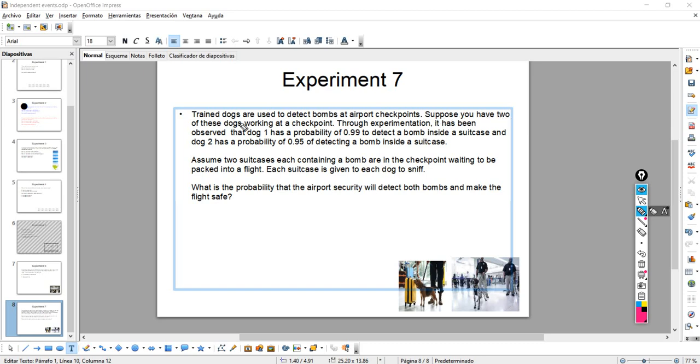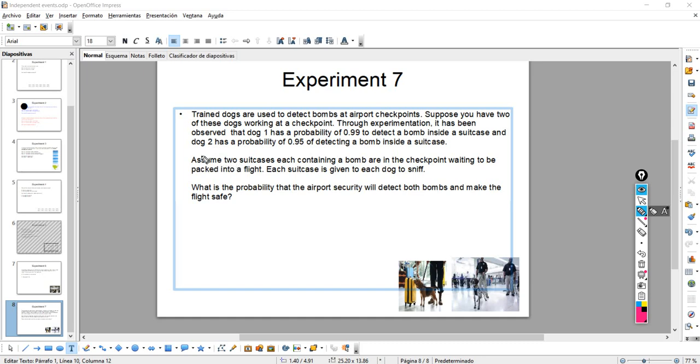Suppose you have two of these dogs working at a checkpoint. Okay, and let's keep on reading. Through experimentation, it has been observed that dog 1 has a probability of 0.99 to detect a bomb inside a suitcase, and dog 2 has a probability of 0.95 of detecting a bomb inside a suitcase. So dog 1 is slightly better at its job than dog 2, right? That's basically what it says.